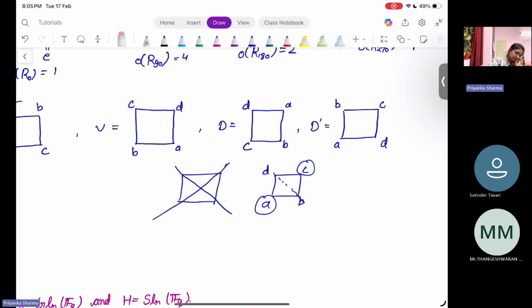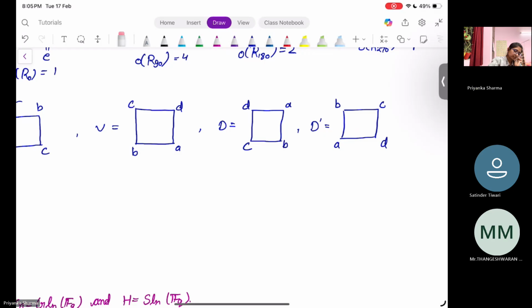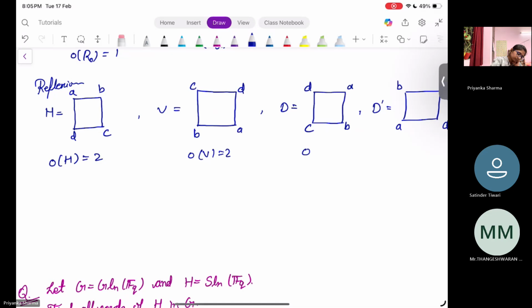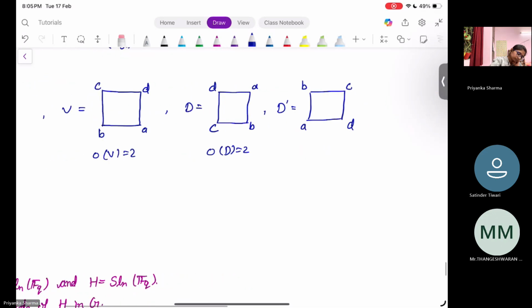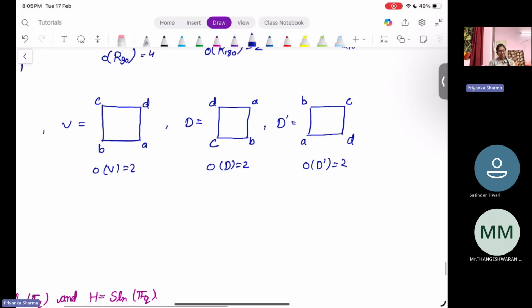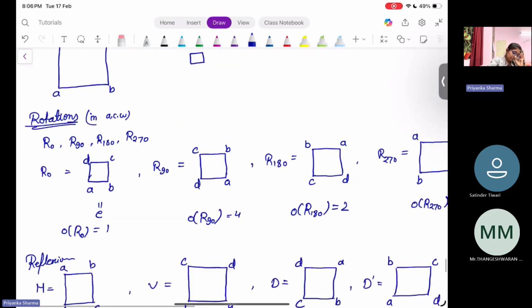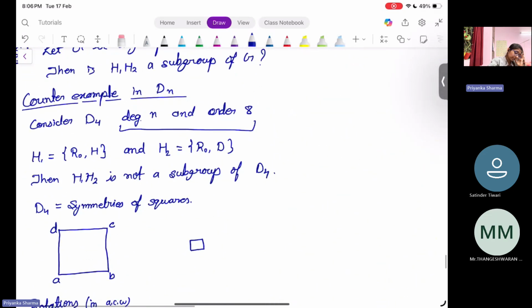So these are 4 reflections, and you can check that all have order 2. You can find another notation, another representation in different books. This is one of them. So these are the elements. And now what we are doing, H1 is R naught H and H2 is R naught D.